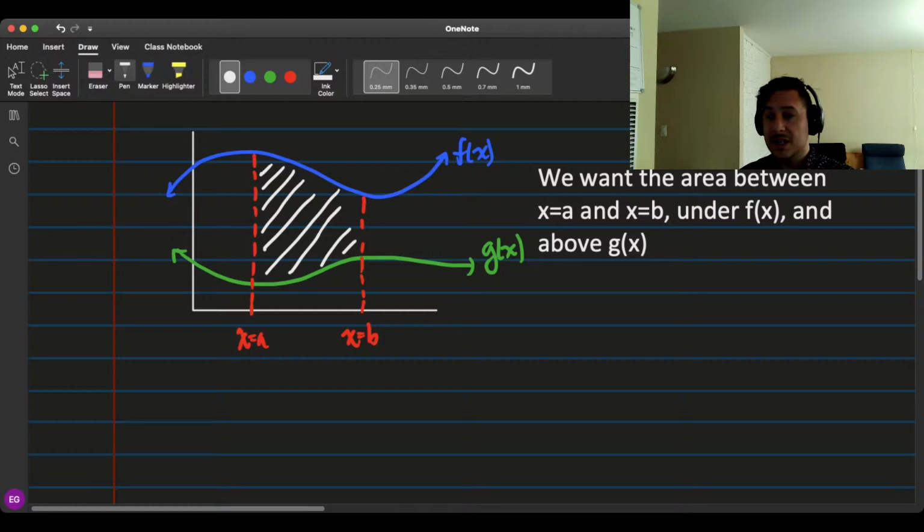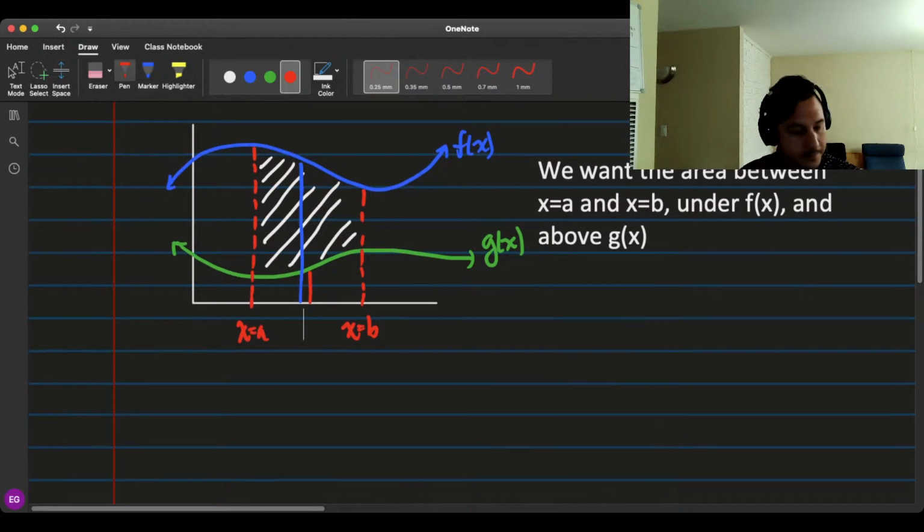There's several ways you could do this. You could first get all the area under f, which would go, I'm just going to draw a little line, which would be this, and then you're going to subtract this area here. Okay, and I want to draw a picture about why this would also make sense.